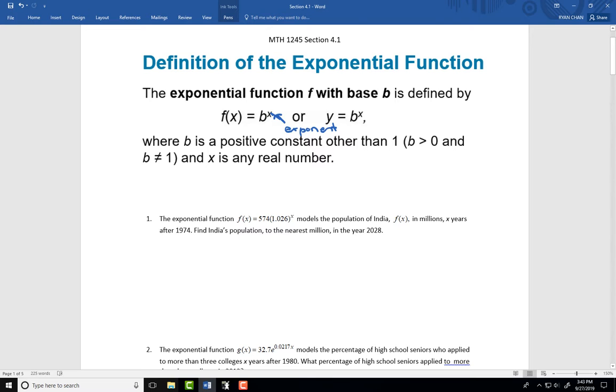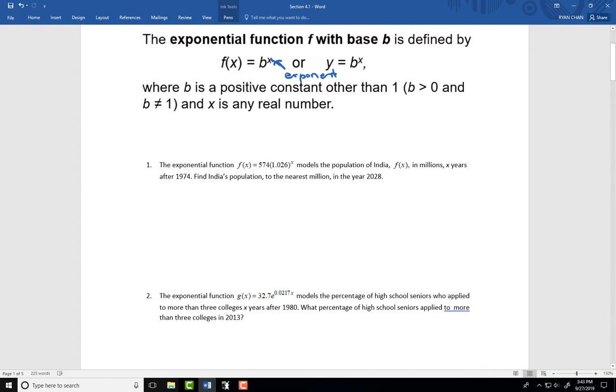Now, we're in section 4.1, so this is going to be pretty basic. All you're going to do is essentially just plug things in. So for example, let's take a look at number 1. We have a function, 574 times 1.026 to the x, and x is years after 1974. It says find India's population in the year 2028.